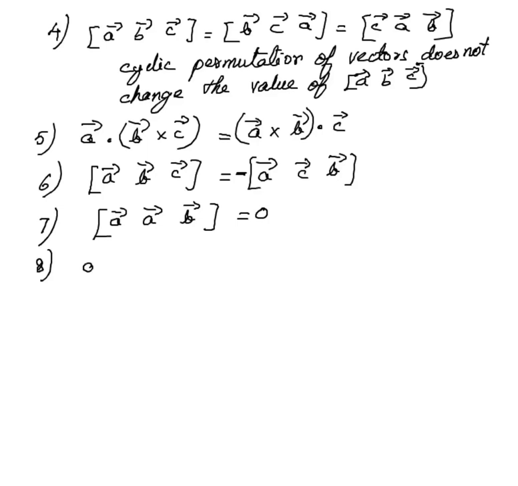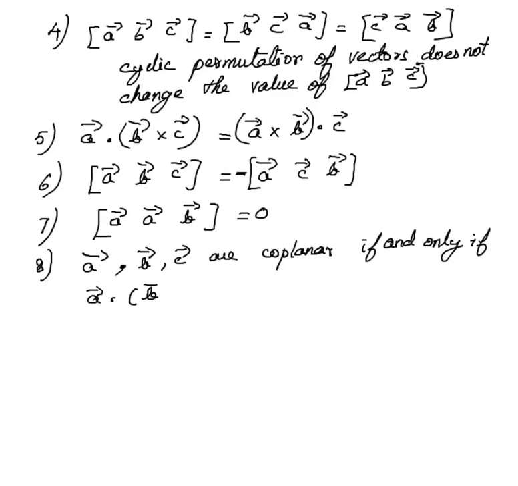Vector A, vector B, vector C are coplanar if and only if the scalar triple product is 0. What do you mean by coplanar vectors? All three vectors lying on the same plane. If all three vectors are on the same plane, there is no parallelepiped, so volume has to be 0. That's how A dot B cross C is 0. This is an important result.